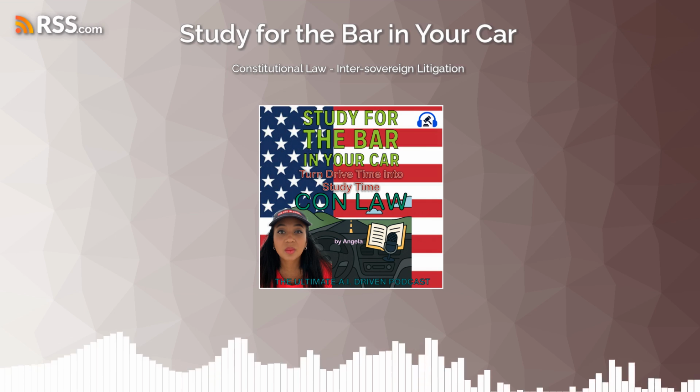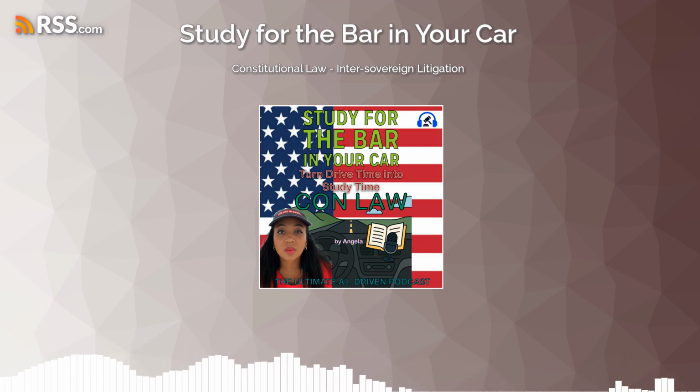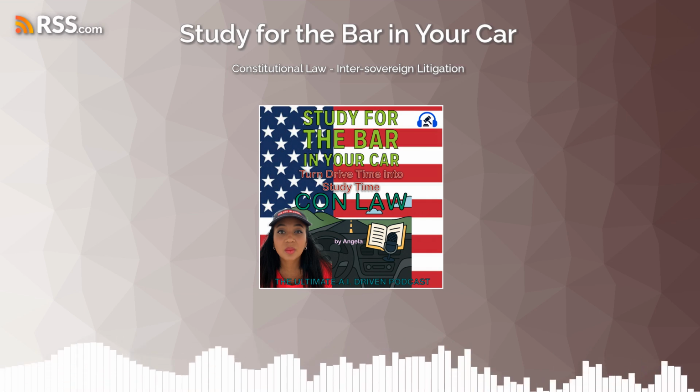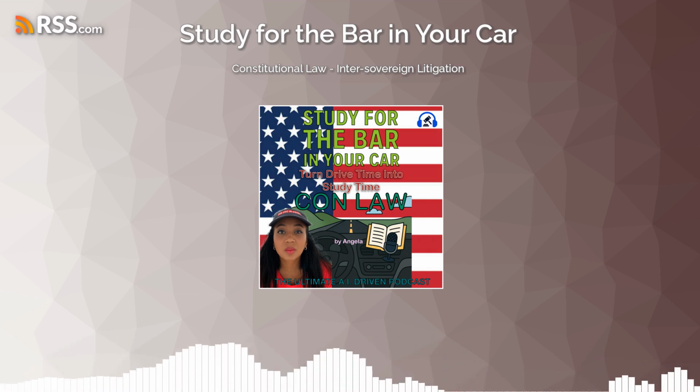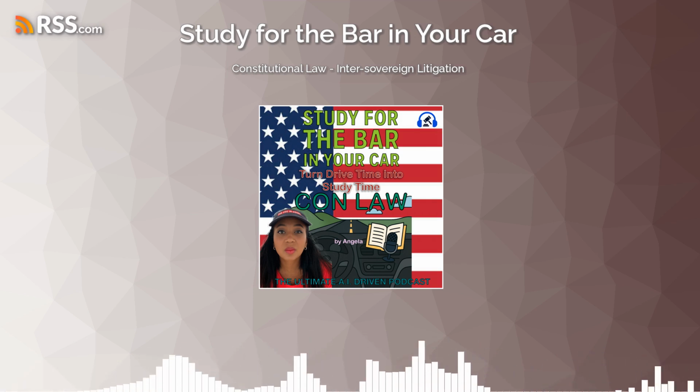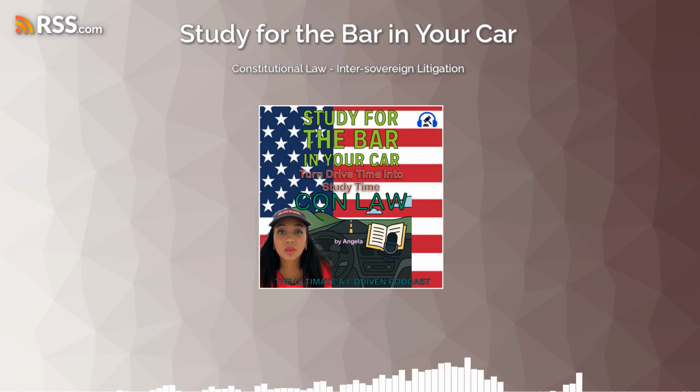The Supreme Court actually has original jurisdiction over controversies between two or more states. They can file directly in the Supreme Court. It prevents states from having to resort to, well, less peaceful means of resolving disputes. A crucial safety valve in the federal system, okay? That covers intersovereign litigation pretty well.